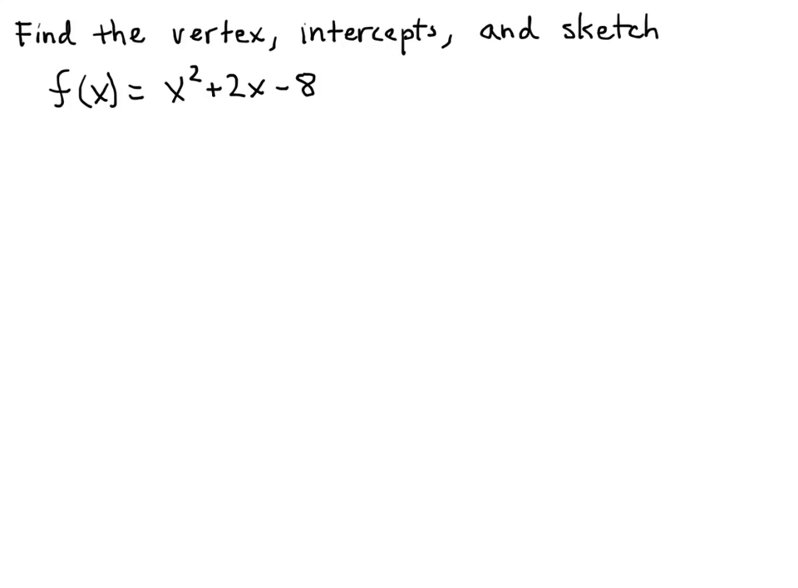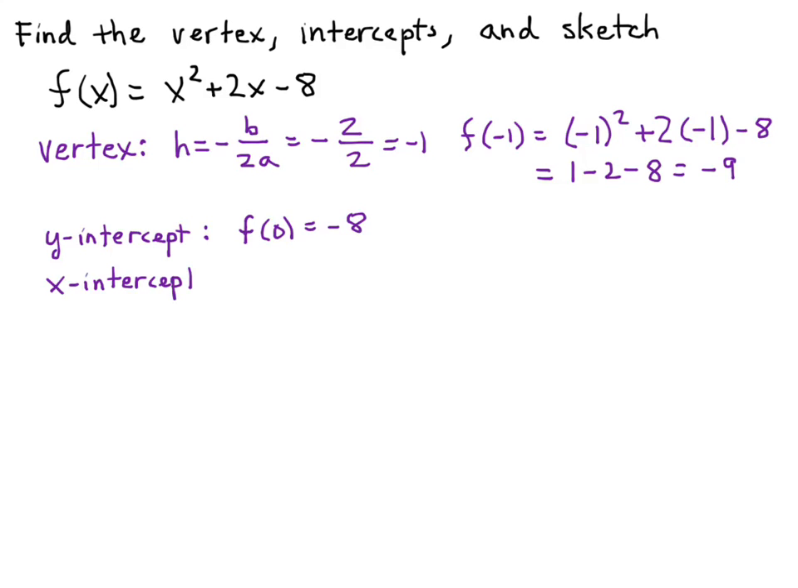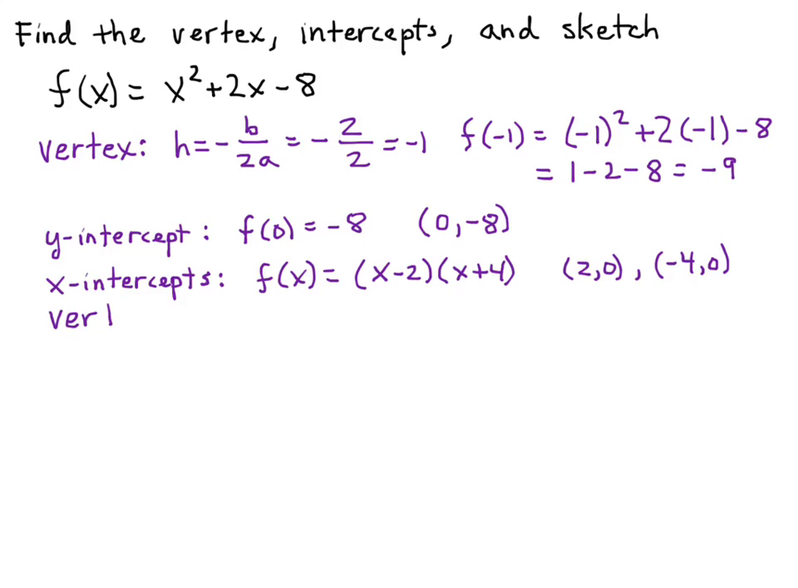Okay, let's see what we get from this then. So the vertex, we find h, and so that's -2 over 2, -1, and then we can calculate k by plugging in the -1 into the function, and we get -9. The y-intercept is just going to be -8, right? f(0) is -8, and so if we factor this, we can find the x-intercepts. So we have the y-intercept as (0, -8), the x-intercepts as 2 and -4, and of course the vertex was (-1, -9).